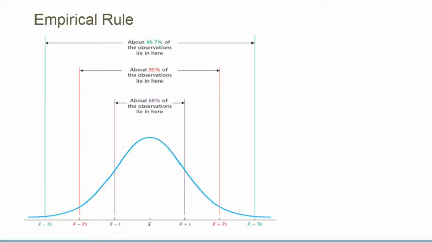Picture of the empirical rule. About 68% of the observations lie within one standard deviation. About 95% of the observations lie within two standard deviations of the mean. And about 99.7% of the observations lie within three standard deviations of the mean. At this point, the line gets very close to our number line. Even though it never crosses it, we don't have a significant amount of observations more than three standard deviations away from the mean.